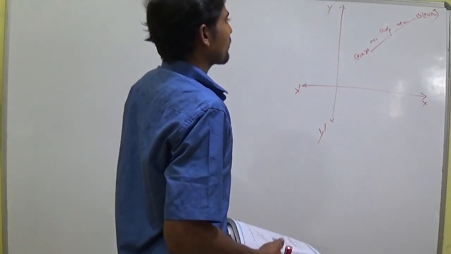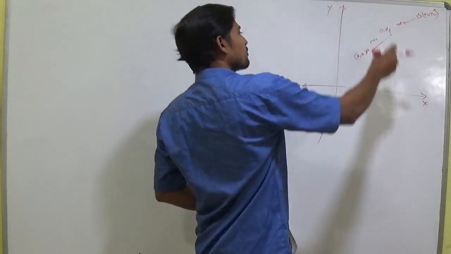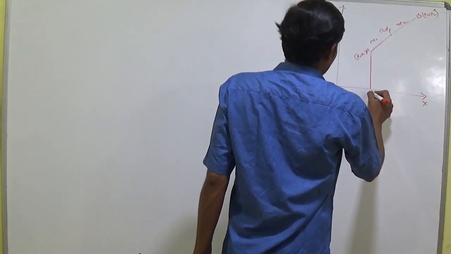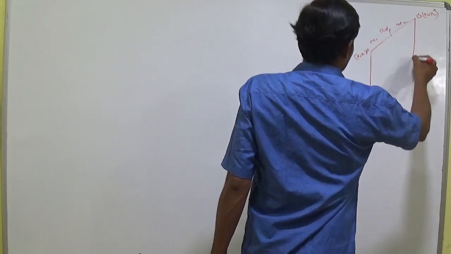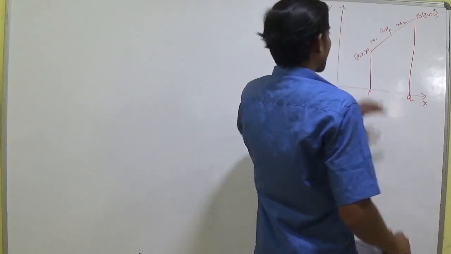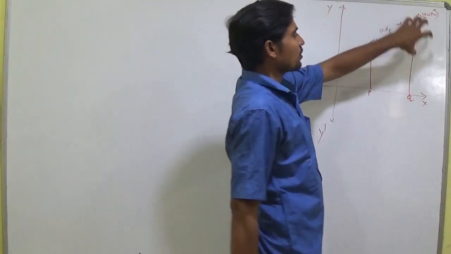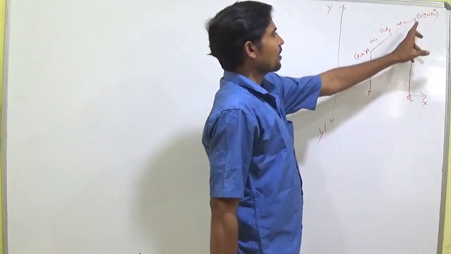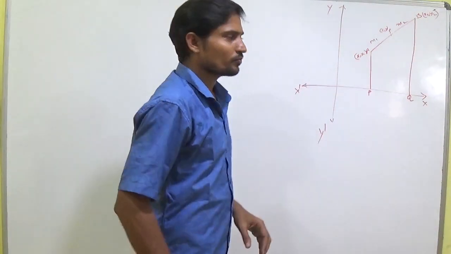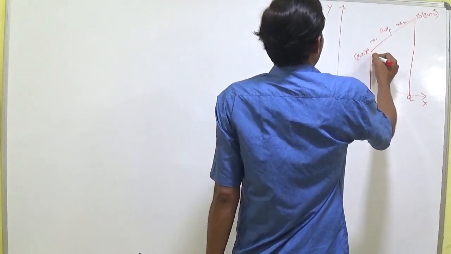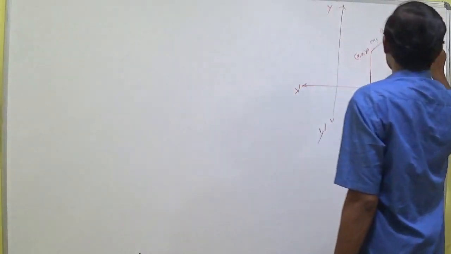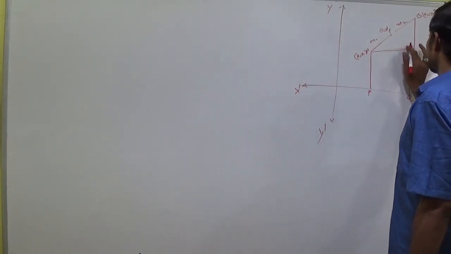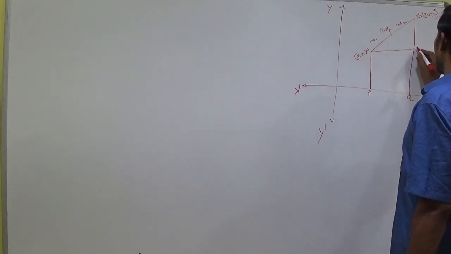Drop two perpendiculars, from A to the x-axis and from B to the x-axis. Suppose they are AP and BQ, which meet the x-axis at P and Q. Then I drop a perpendicular from B to the line from A. Suppose this point is R.